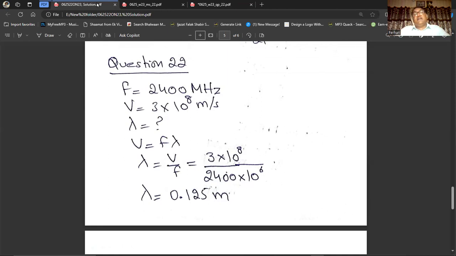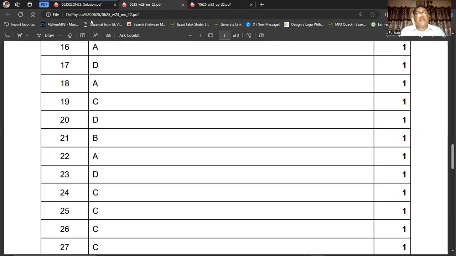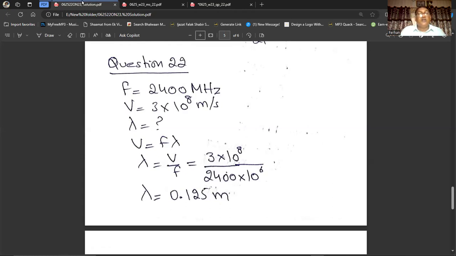The speed is something you have to remember: 3 × 10^8 meters per second. V equals f lambda, so lambda will be equal to V divided by f. So it will be 3 × 10^8 meters per second divided by 2400 × 10^6 hertz. When you do this calculation on your calculator, you will get the answer 0.125 meter. I think A is the option. Question number 22, A is the right option, sir. This is how this is done.